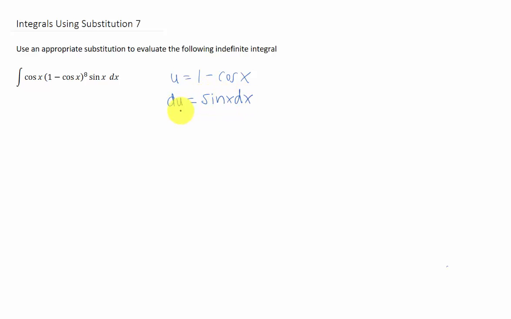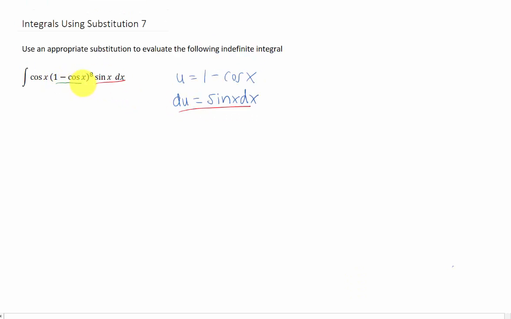And things are already looking up because we have a du in our integral right here. And this term in the integral right here is just going to be u to the 8th, of course. We just have this kind of straggler cosine of x here. How are we going to get rid of this cosine of x and turn it into a function of u? Well, fortunately, you will notice you can solve this first equation here for cosine of x. I can subtract 1 from both sides. I can divide or multiply through by a -1 to get that cosine of x equals 1 minus u.